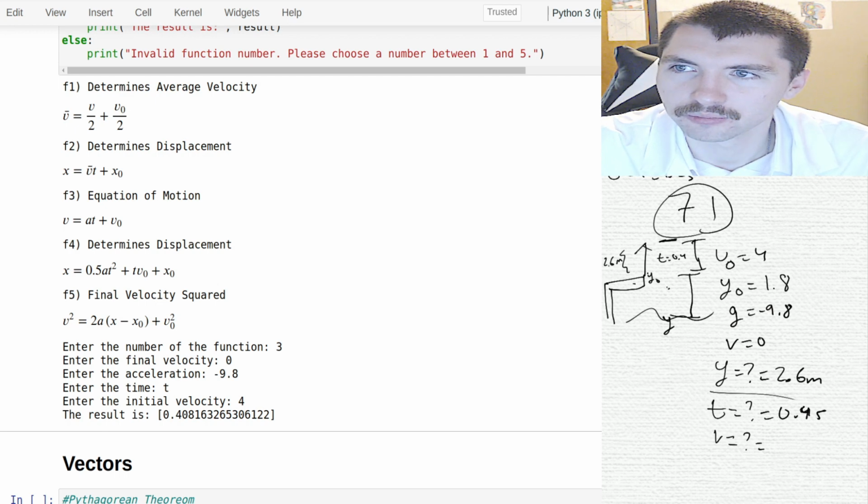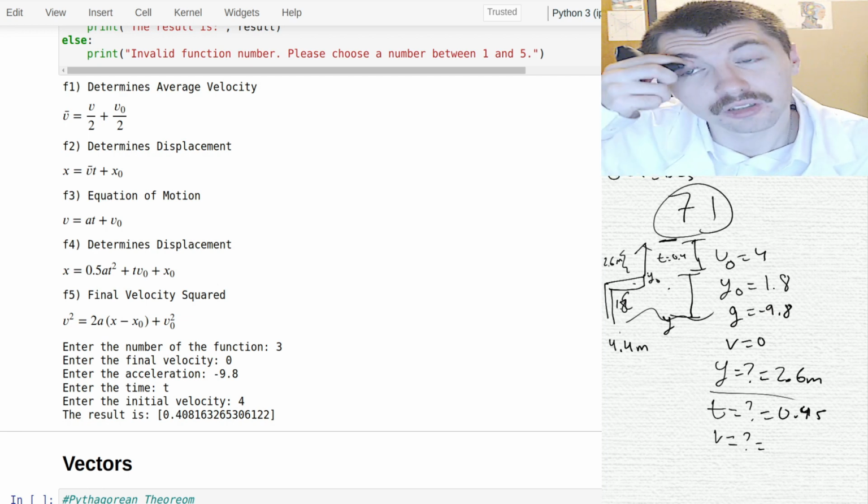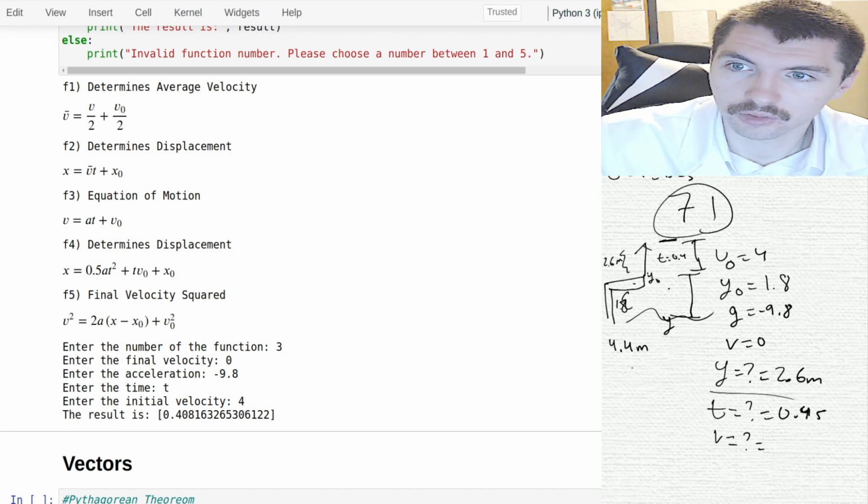And this is 1.8. So the total height is 4.4 meters. Okay.